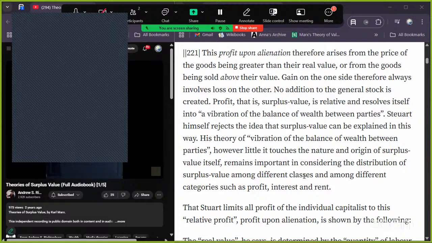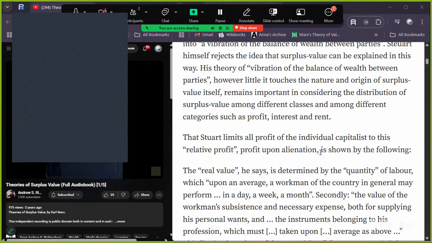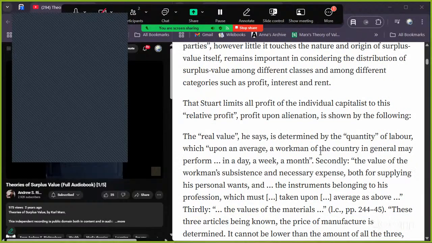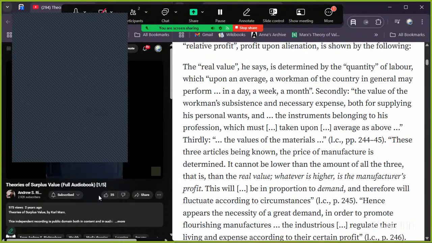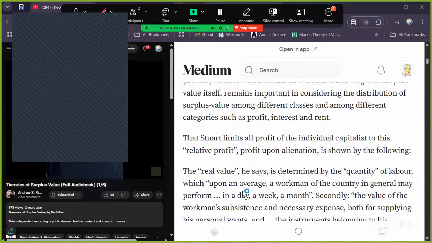His theory of a vibration of the balance of wealth between parties, however little it touches the nature and origin of surplus value itself, remains important in considering the distribution of surplus value among different classes and among different categories such as profit, interest, and rent. That Stuart limits all profit of the individual capitalist to this relative profit, profit upon alienation, is shown by the following.